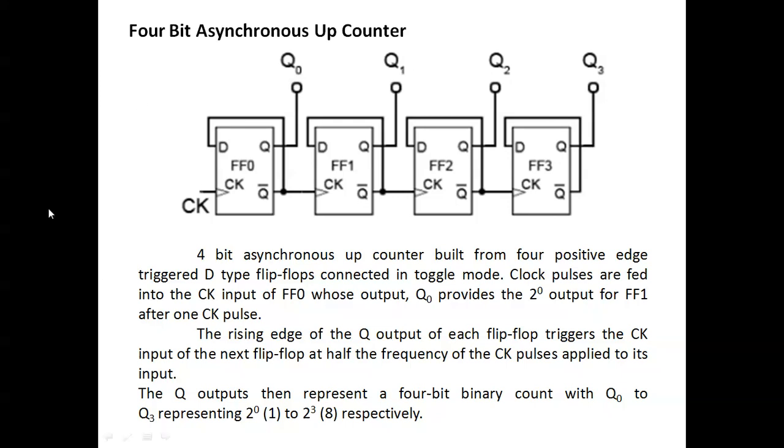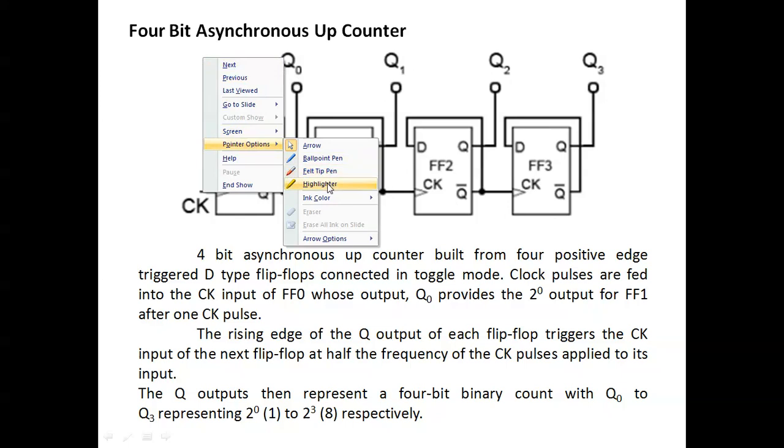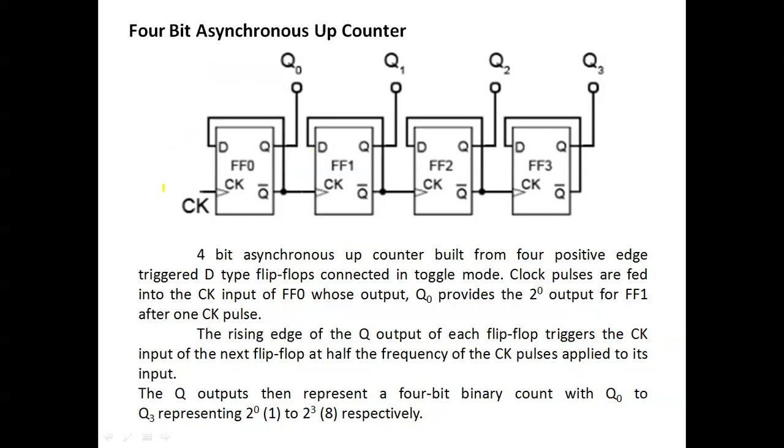This is an up counter and it is an asynchronous circuit. Asynchronous means the clock is given here to the first device, and the remaining devices get their clock from the previous device. See, here the clock is coming from the inverted output of the previous device.